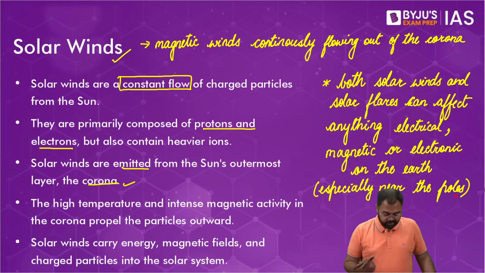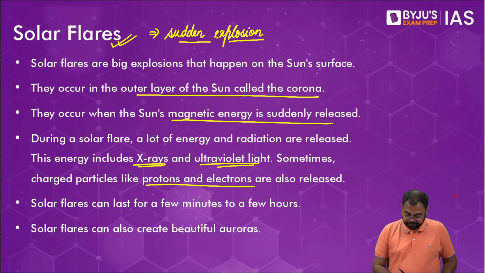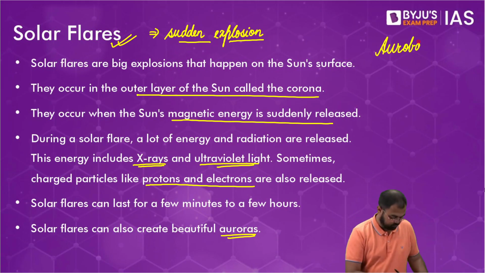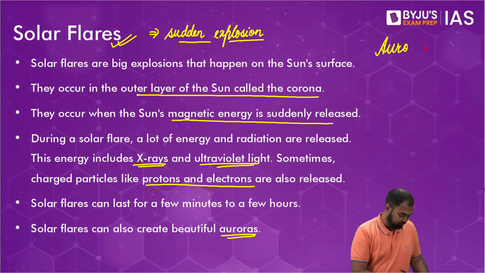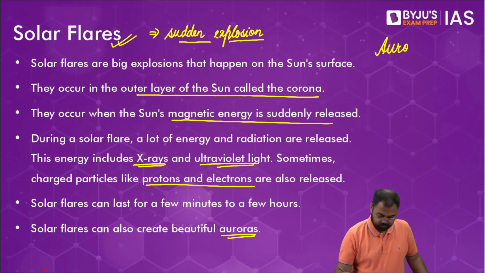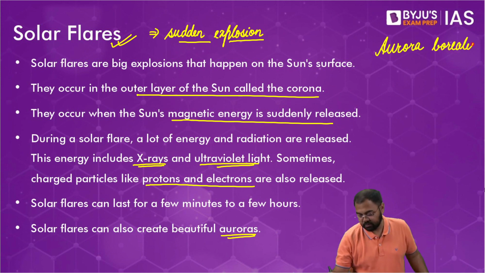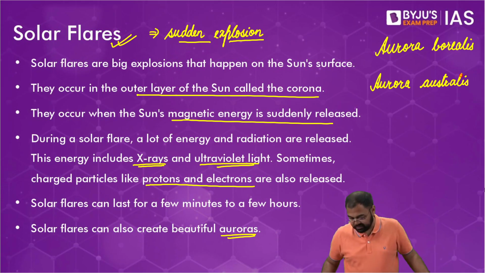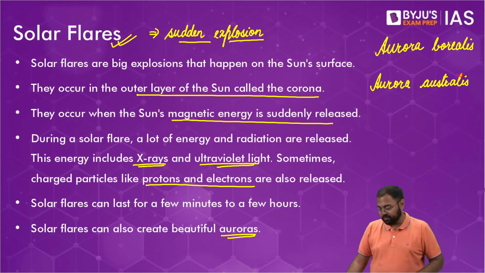So this is where terms like auroras come into the picture, right? That they can create auroras. You might have heard of these terms: aurora borealis and aurora australis. Have you heard of these terms? Aurora borealis and aurora australis, the northern lights as we call aurora borealis.